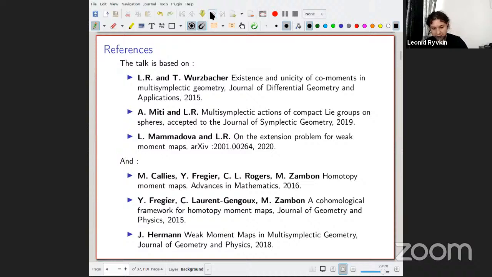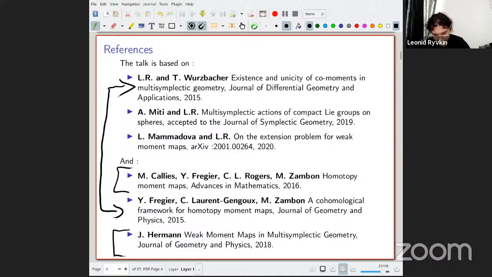I should note some of the central articles in the field, which is this article by Martin Callies, Yaël Frégier, Chris Rogers, and Marco Zambon, where the notion of homotopy moment map or multisymplectic co-moment was introduced. I should say that the paper of Tilman and me came out at the same time and had essentially the same content as this paper, but we found it independently. And the notion of weak moment maps is due to Jonathan Herrmann, based on earlier work of Madsen and Swann.